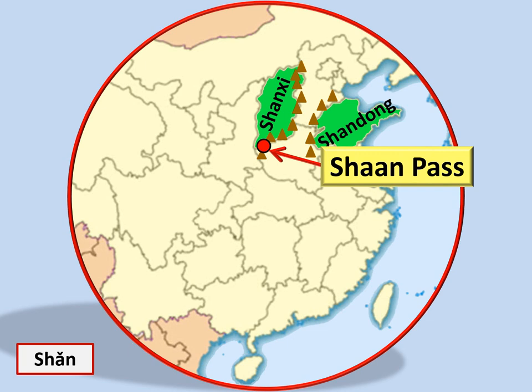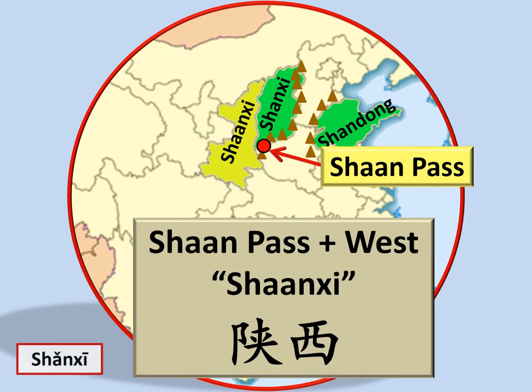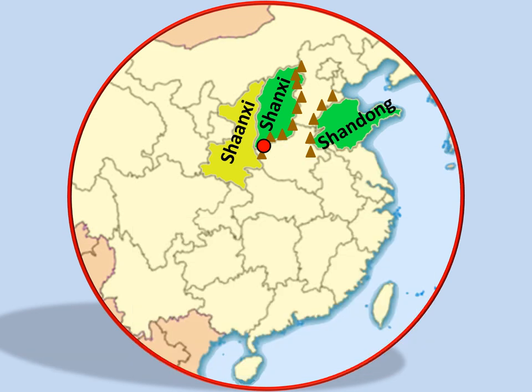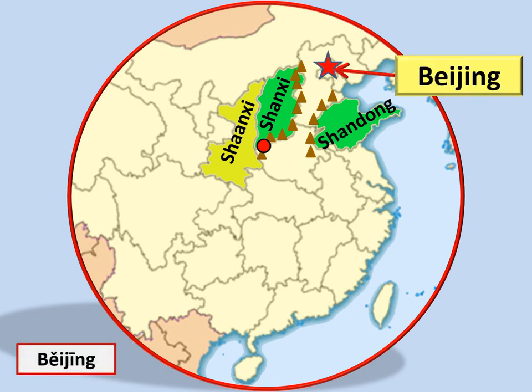Remember, Shan does not mean a mountain pass, but it is the name of a specific pass. So the Chinese call the province to the west of this pass Shan plus west, Shanxi province. It's pretty easy to remember where these three provinces are, and also their names. Note where the capital Beijing is in relation to these provinces.